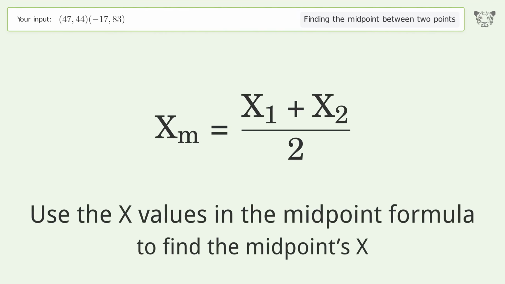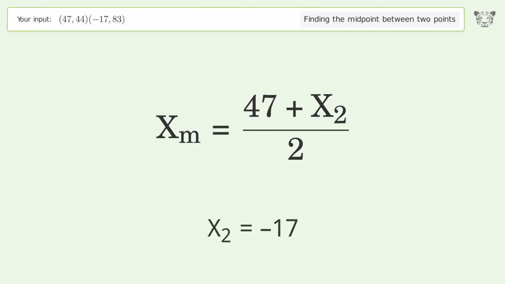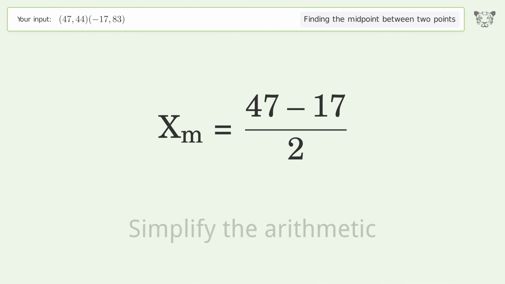Use the x values in the midpoint formula to find the midpoint's x. x1 equals 47. x2 equals negative 17. Simplify the arithmetic.